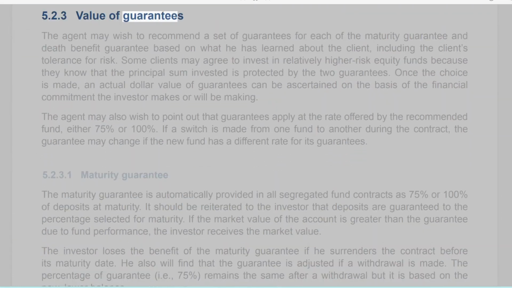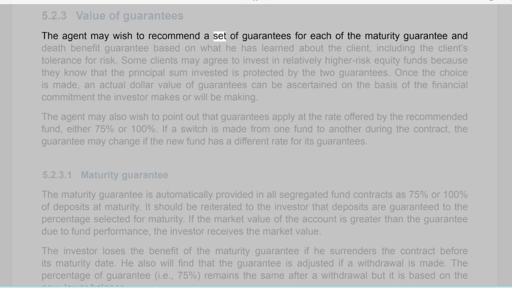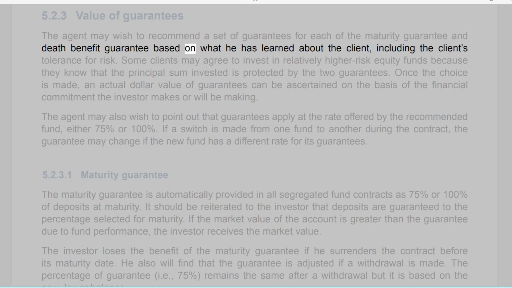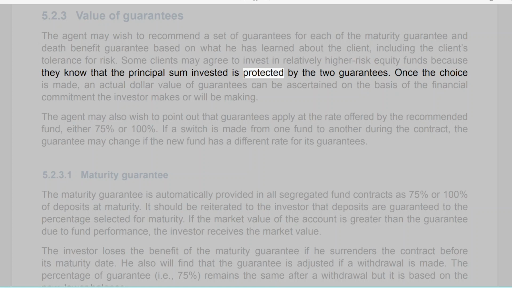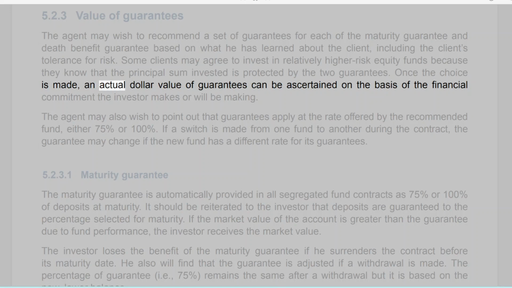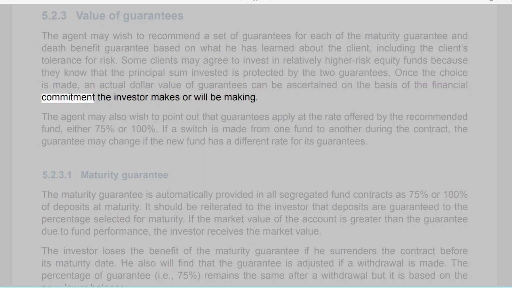5.2.3 Value of guarantees. The agent may wish to recommend a set of guarantees for each of the maturity guarantee and death benefit guarantee based on what he has learned about the client, including the client's tolerance for risk. Some clients may agree to invest in relatively higher risk equity funds because they know that the principal sum invested is protected by the two guarantees. Once the choice is made, an actual dollar value of guarantees can be ascertained on the basis of the financial commitment the investor makes or will be making.